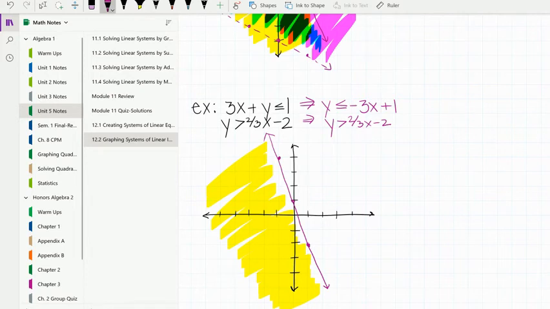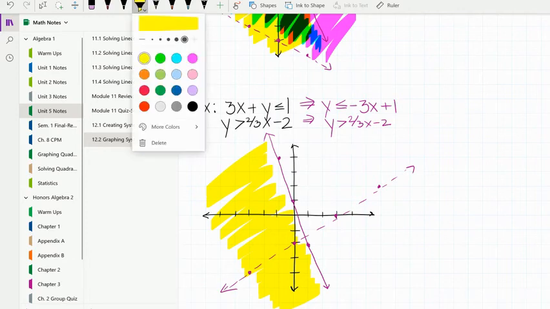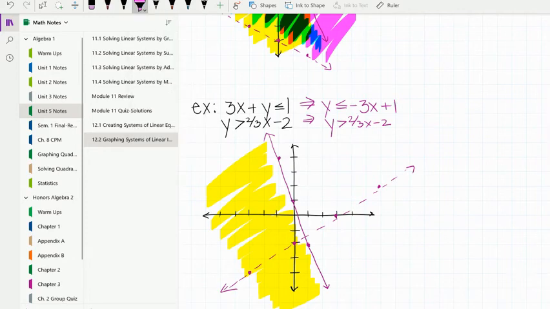Okay, let's go ahead and graph the next line. For this line, we want to start at -2. And then from there, we're going to go up 2 over 3. You could also go in the opposite direction, down 2 over 3. Now this one is going to be a dashed line because it is just greater than. And then also because it is greater than, we want to shade above. So we're going to go ahead and shade above the line, so everything here.